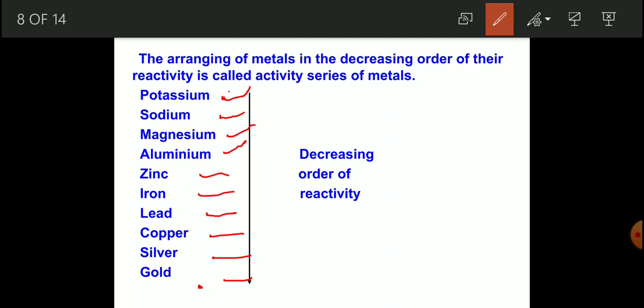So potassium is at the top, that means that's why I say sodium and potassium are highly reactive metals. So we keep them in kerosene because they will catch fire very easily. Gold is very less reactive.